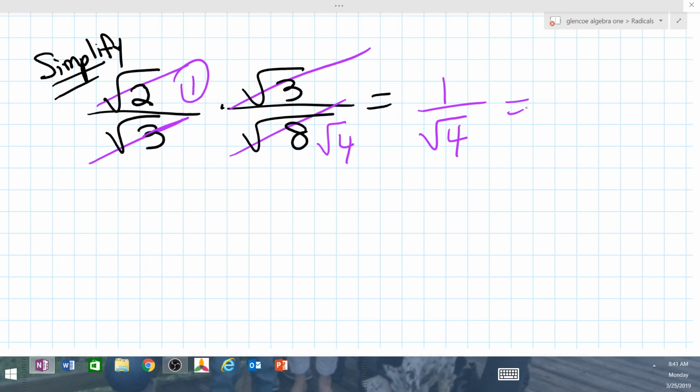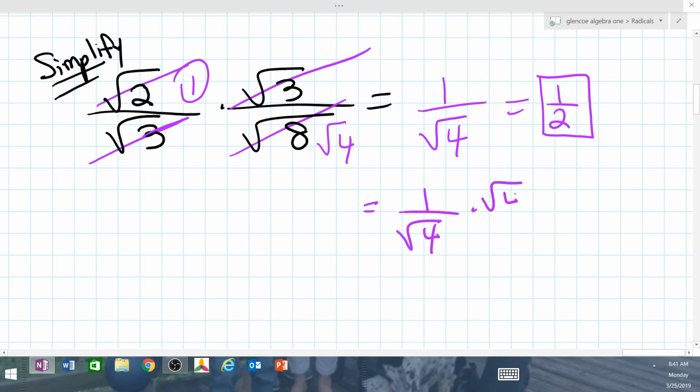What's the square root of 4? What's my final answer? 1 over 2. No, just 1 over 2. 1/2. The square root of 4 equals 2. If you didn't see it there, watch what you would do. 1 over radical 4 times radical 4 over radical 4 equals radical 4 over 4. Are you with me? Okay, let's try it again.